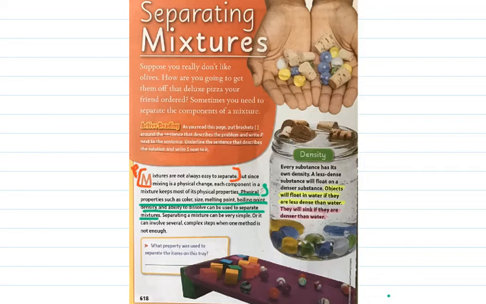Okie dokie. So let's look at the example to the right. Density, it says. So every substance has its own density. A less dense substance will float on a denser substance. I know that was a lot of S's, but bear with me. In yellow highlighter, highlight objects will float in water if they are less dense than water. Put your yellow highlighter down. And pink highlighter, they will sink if they are denser than water.